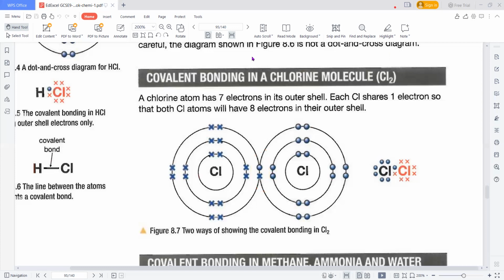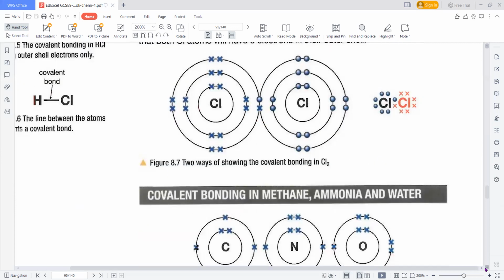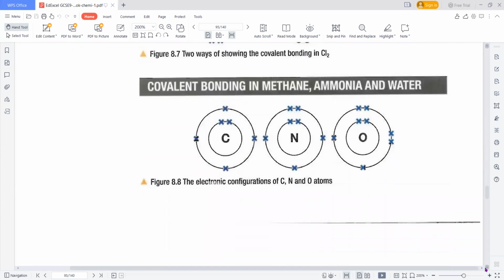Now the next point is another type of bonding that exists between methane, ammonia, and water. When you are moving from the left side to the right side of the periodic table, the electronegativity increases. So looking at this, I can clearly say that when I'm moving from carbon to oxygen, the electronegativity is increasing.